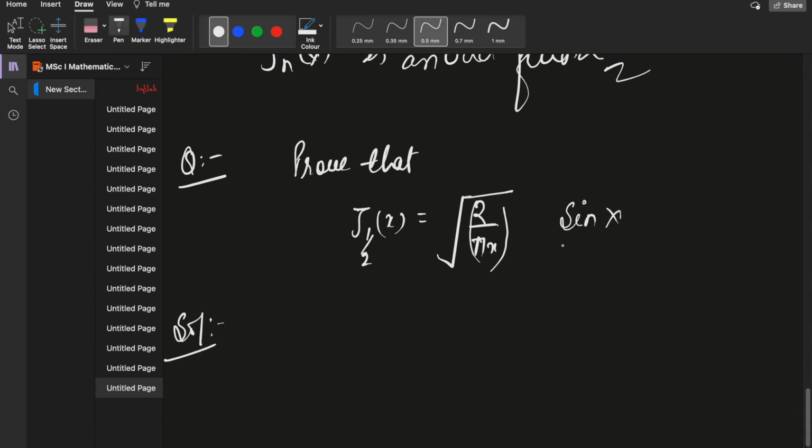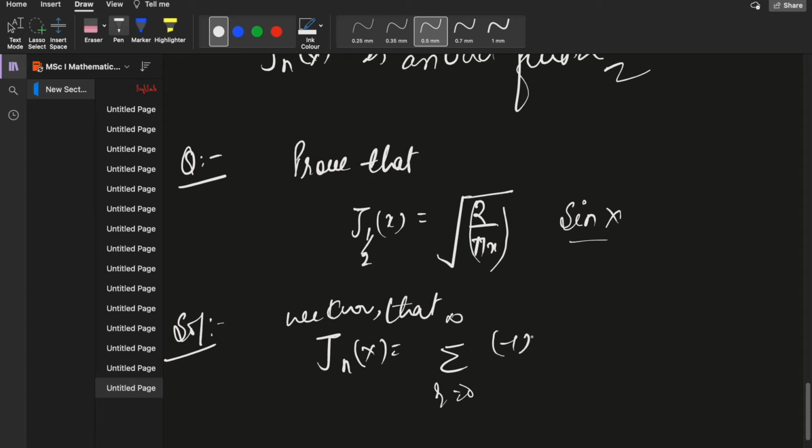So if I look closely at the right hand side, this is sin x and some constant. I know the left hand side is a Bessel function, J_n(x), which we know already. We know that J_n(x) is the summation, r tends to 0 to infinity, (-1)^r upon factorial r, factorial (n plus r), times (x upon 2) to the power (n plus 2r).